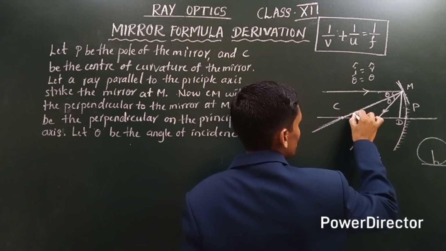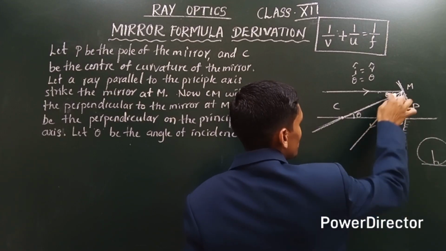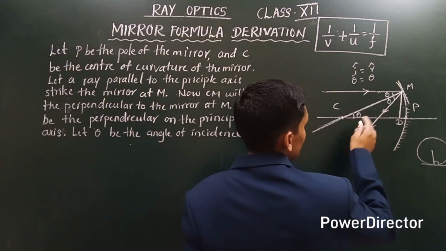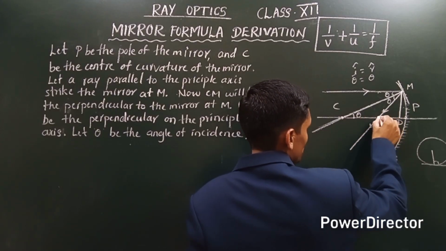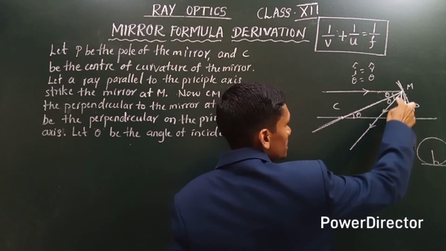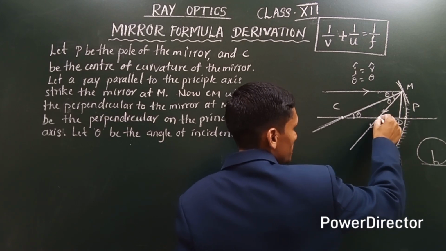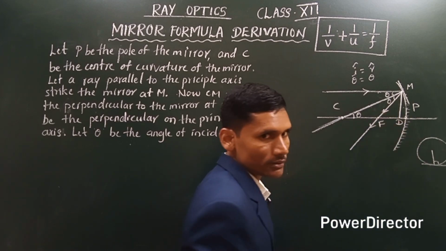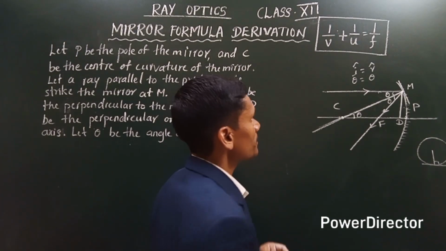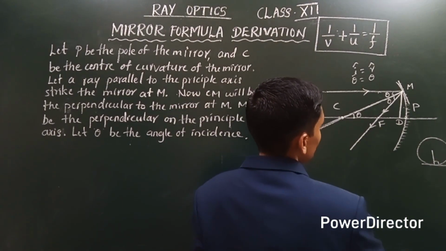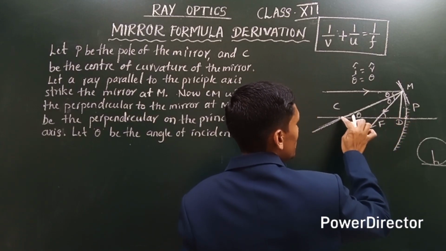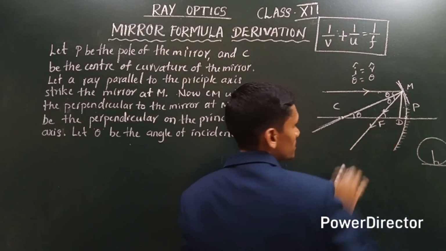These are what? Interior alternate angles. Then theta and theta both are equal, right? Now here you can see, consider this point. Let us name the point where this ray, after reflection, intersects the principal axis as F. F means what? Principal focus, right? It is the principal focus. Now coming to this angle, this is the exterior angle of CMF, right?